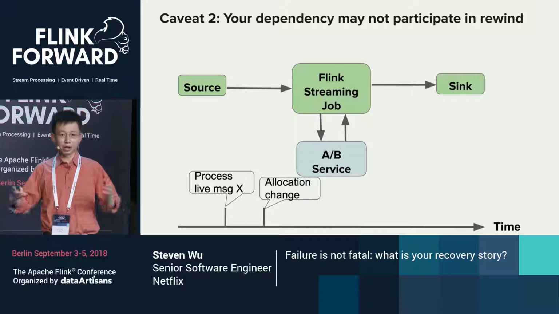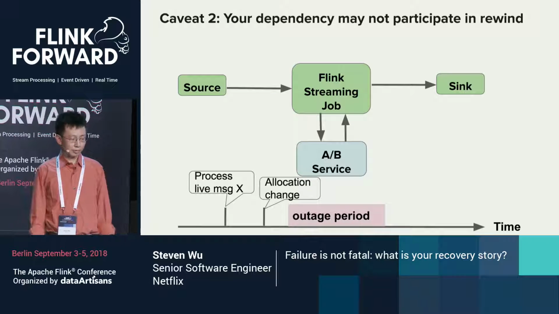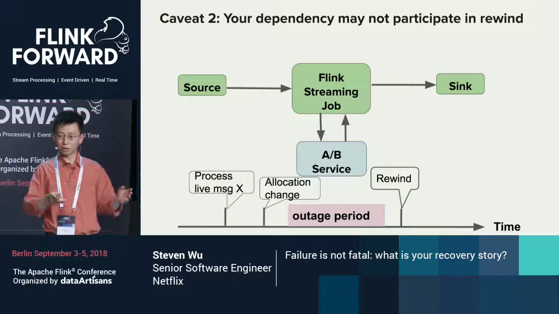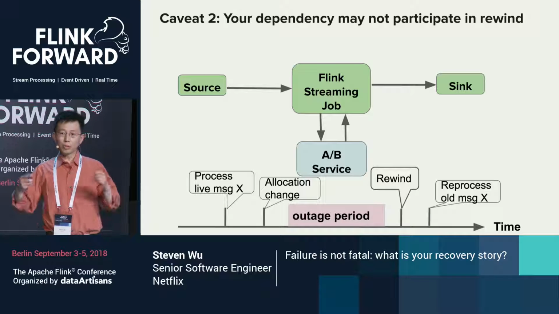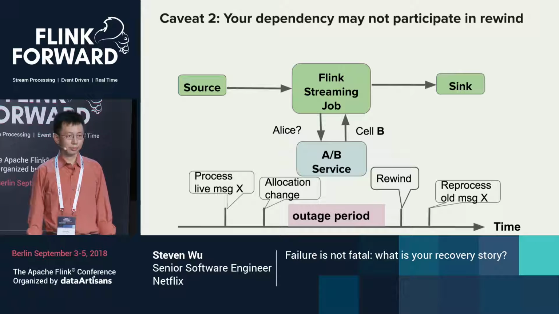Now the AB allocation changed, and we had an outage. So we decide to rewind the Flink job to a checkpoint before the outage started. So we reprocess the same old message X. And this time, when we ask our AB service again, it returns a different answer, cell B. Obviously, this can affect your computation result.